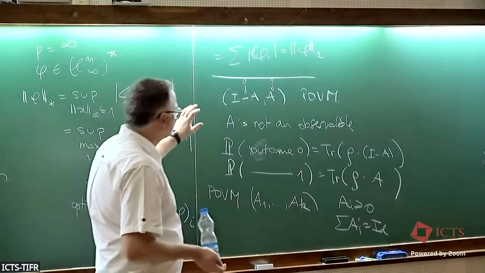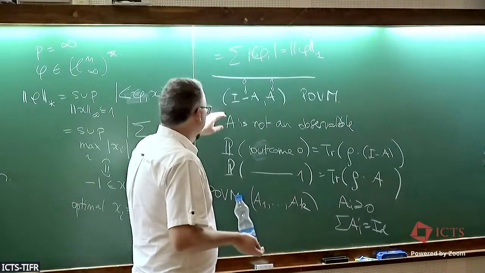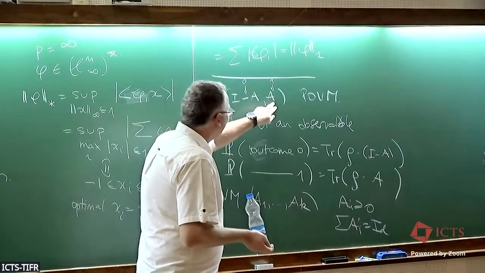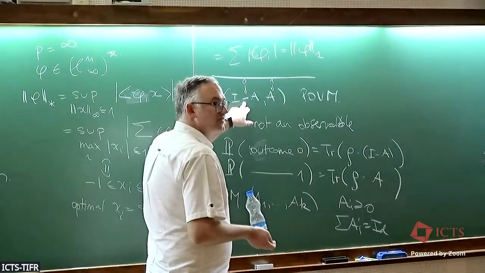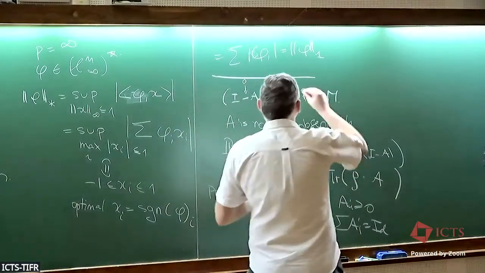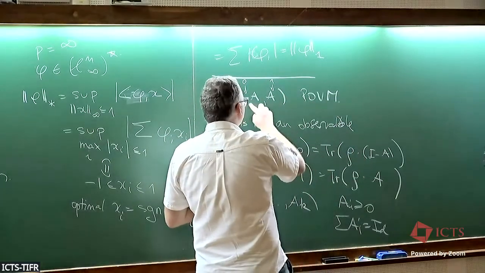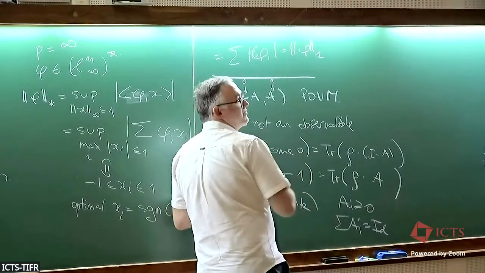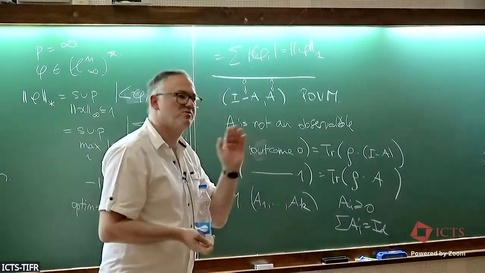So A is not an observable, although you might think so because I use the notation A and identity minus A in the POVM. A is called a quantum effect. These two things are called the effects of this POVM. So effects are things between 0 and 1.